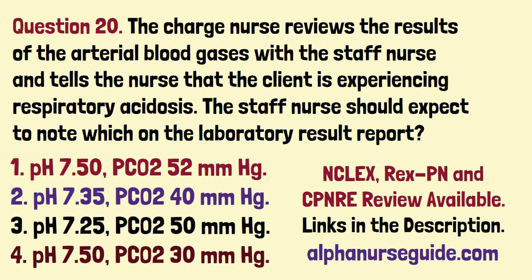pH 7.25, PCO2 50. Rationale: the normal pH is 7.35 to 7.45, and the normal PCO2 value is 35 to 45. In respiratory acidosis, the pH is down and the PCO2 is up. Therefore, the option with the pH of 7.25 and the PCO2 of 50 is the only option that reflects an acidotic condition. Options with an elevated pH indicate an alkalotic condition. Option 2 identifies normal values for pH and PCO2.